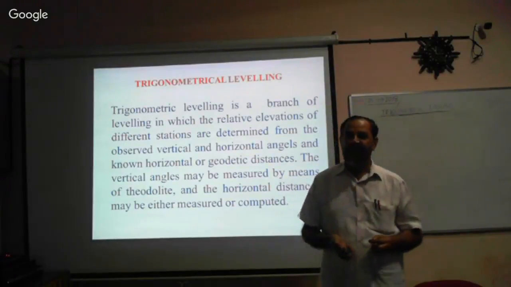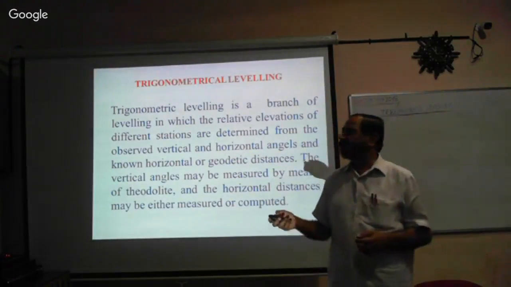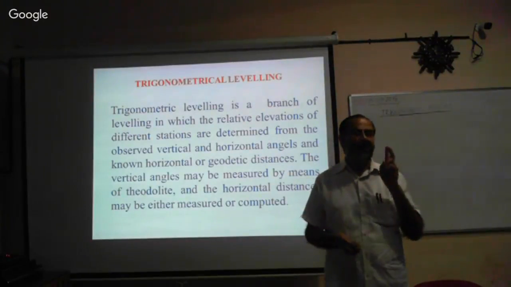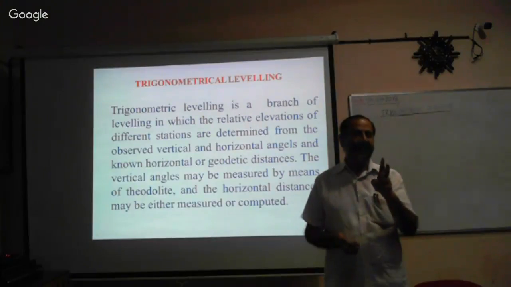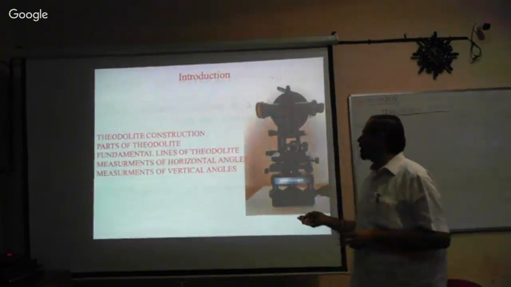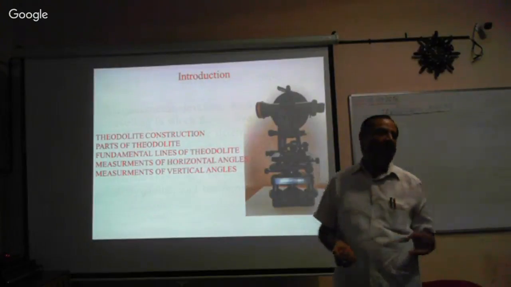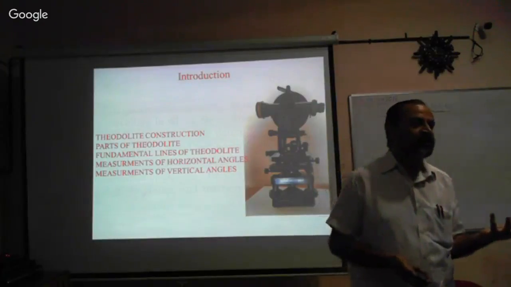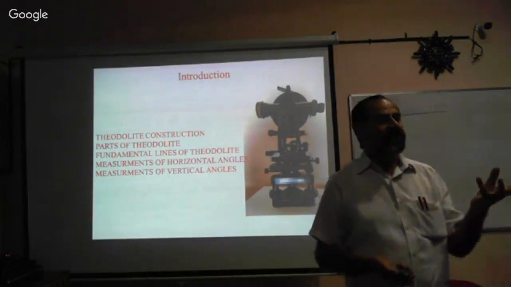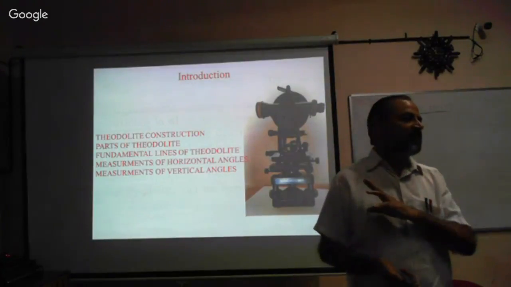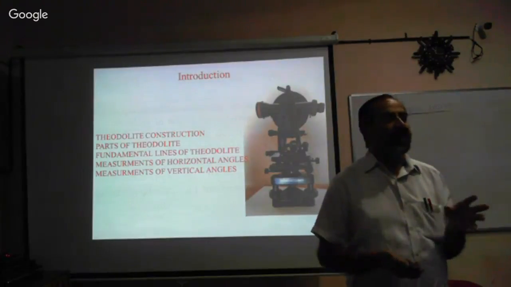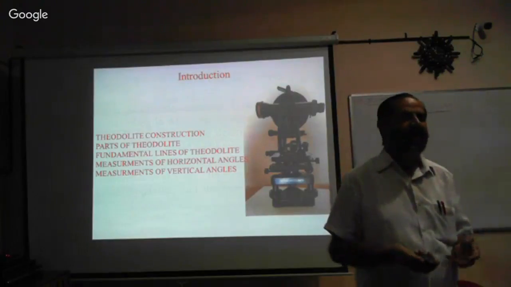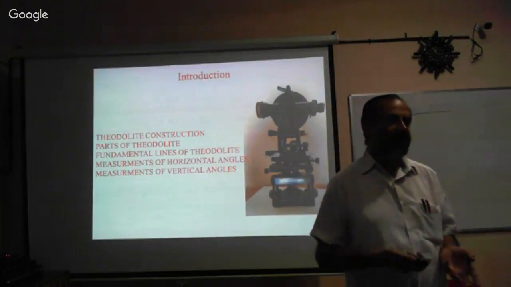Now in trigonometrical leveling, the most important thing is we need two instruments. The one is the theodolite. Already we have discussed the theodolite. Now we are all well versed with the theodolite. Theodolite and chain and tape, and nothing else is required other than these. If you have advanced equipment, like a total station or any other equipment, we can go with that.